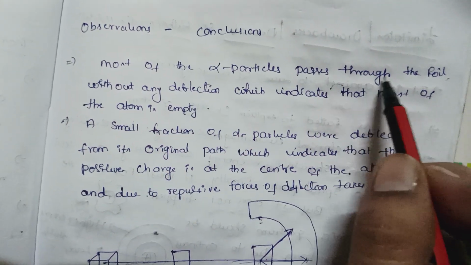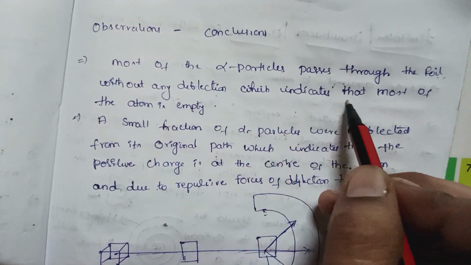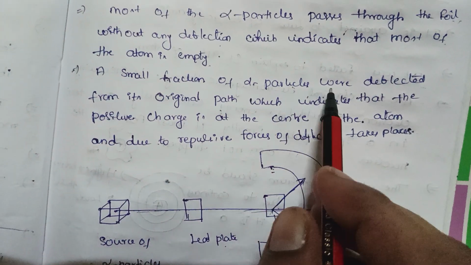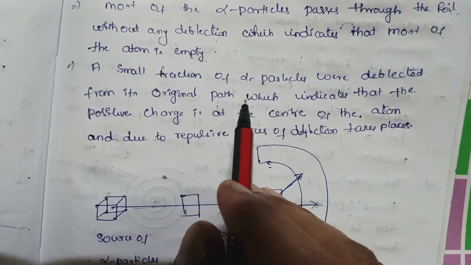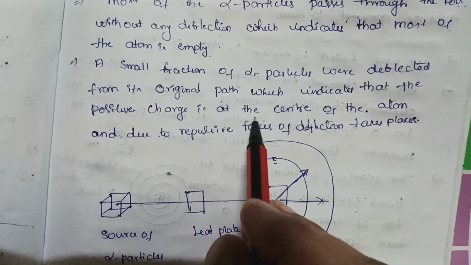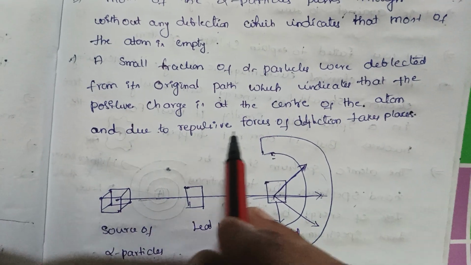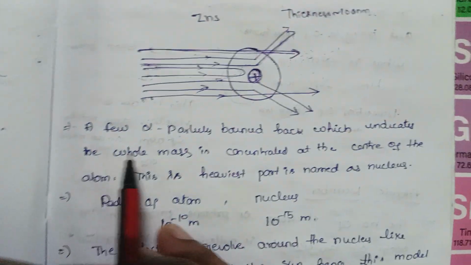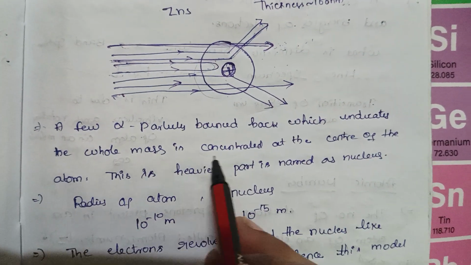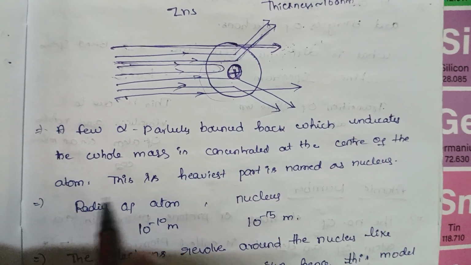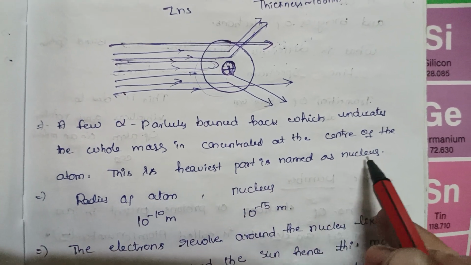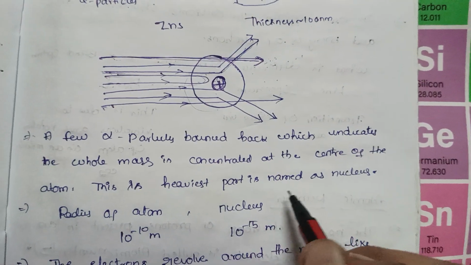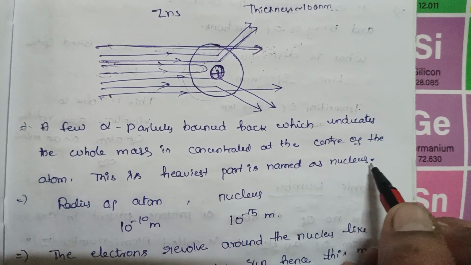Most of the alpha particles pass through the foil without any deflection, which indicates that most of the atom is empty. A small fraction of alpha particles were deflected from their original path, which indicates that the positive charge is at the center of the atom, and deflection takes place due to repulsive forces. A few particles bounced back, which indicates that most of the mass is concentrated at the center of the atom. This heaviest part is named the nucleus. Rutherford gave the name nucleus.